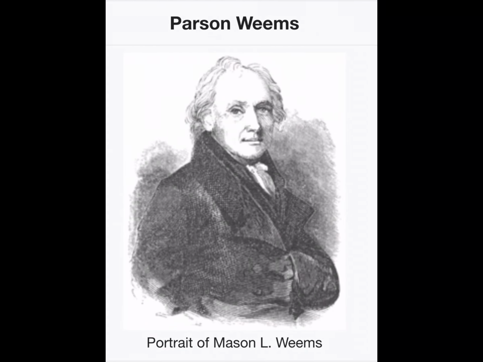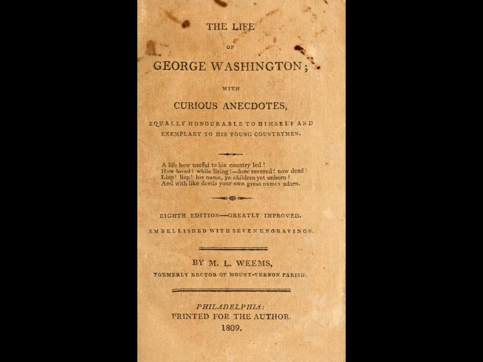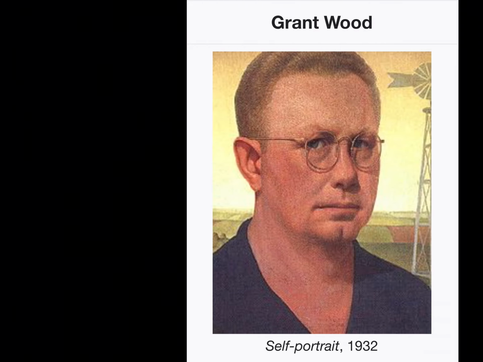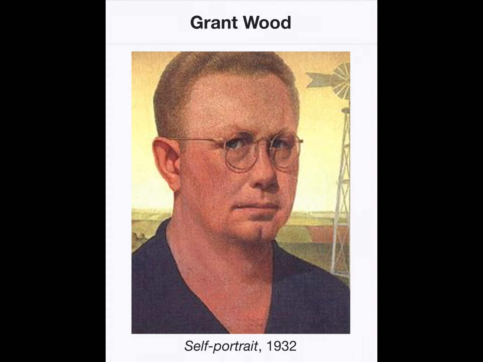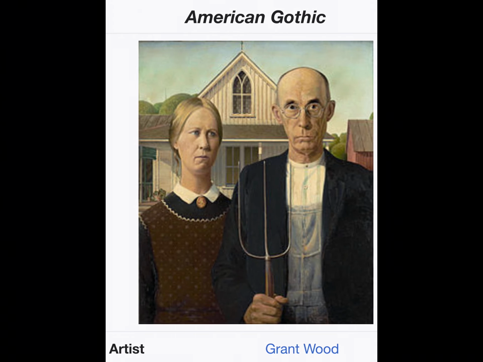And it really starts with this man, Parson Weems. His real name was Mason Locke Weems. And after George Washington dies, he writes a pamphlet, a little booklet, all about George Washington. It was really meant for younger readers, and each chapter is about a virtue of George Washington, including honesty. Now, this is Grant Wood, who was another artist. Some of you may know his works. His most famous work is this one, which is called American Gothic.